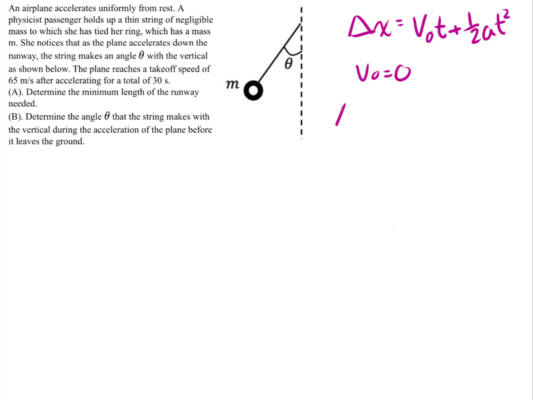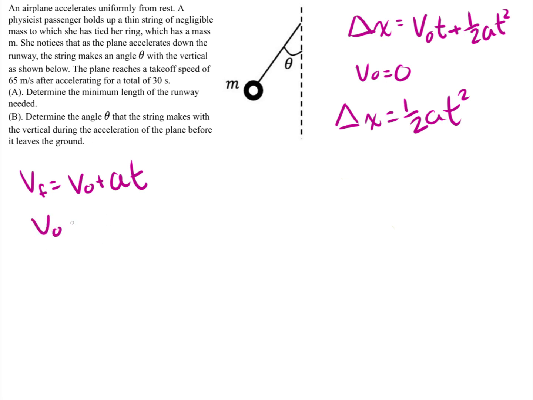So now we know that the displacement is equal to simply 1/2 times the acceleration times the time interval squared. So we need to figure out the acceleration. There is another kinematic equation that says that the final velocity is equal to the initial velocity plus the acceleration times the time interval. Again, the initial velocity is 0 since the plane starts from rest. So the final velocity is equal to the acceleration times the time interval.